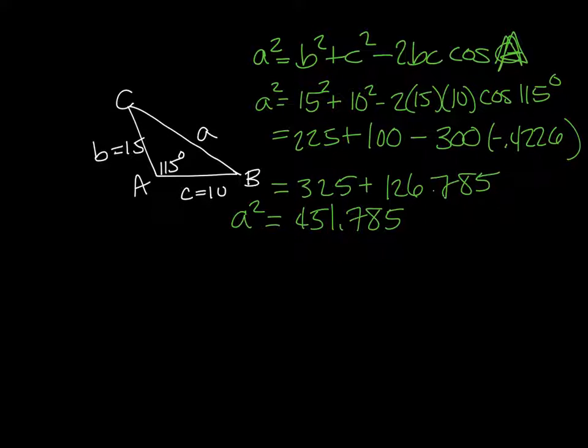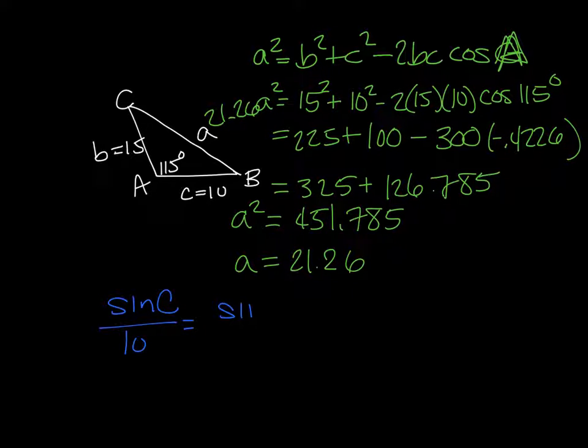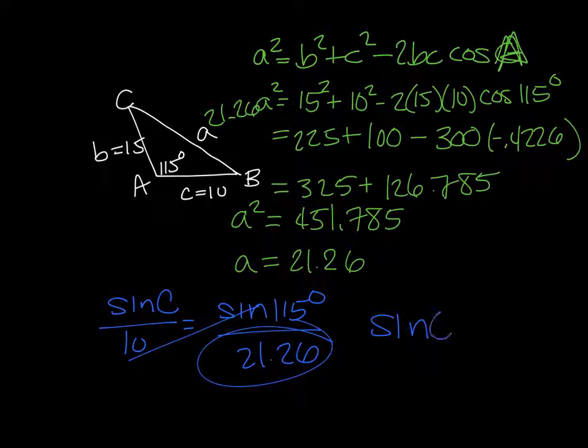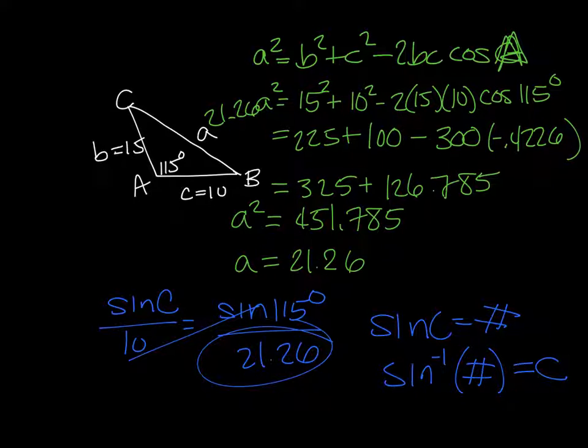Okay, now that's not my answer because that's what A squared is. I want to figure out what A is, so I need to square root that. So I square root my answer, and I get that A equals about 21.26. Then I can use law of sines for the rest. For instance, I can say the sine of C over 10 equals the sine of 115 over 21.26. So I cross multiply and divide, and you'll get sine of C equals some number, and then I do sine inverse of that number, which gives me the C value. But again, we don't have to worry about the ambiguous case here.